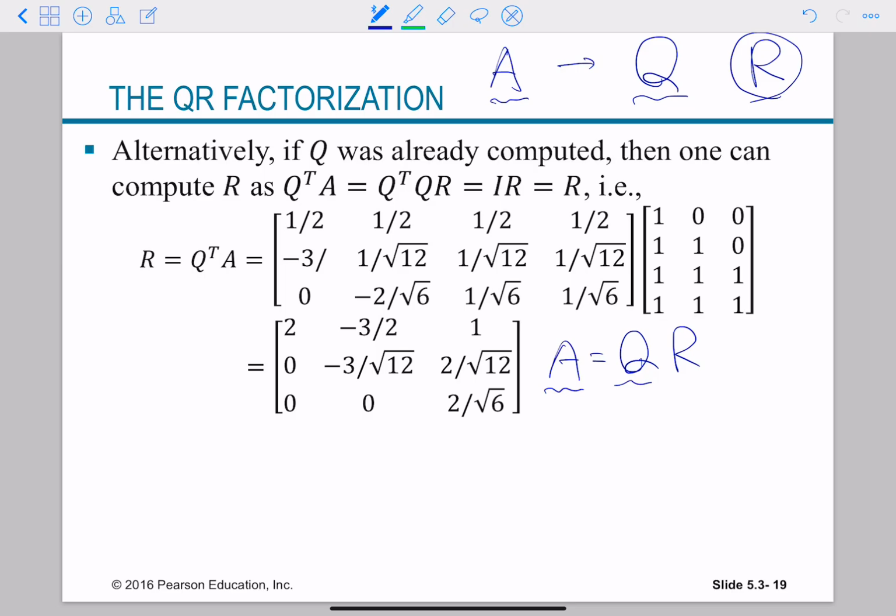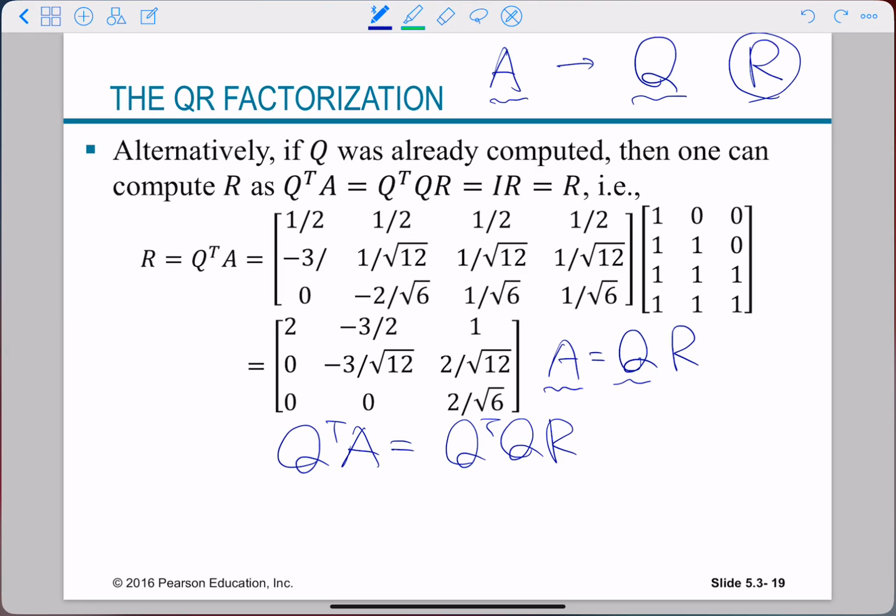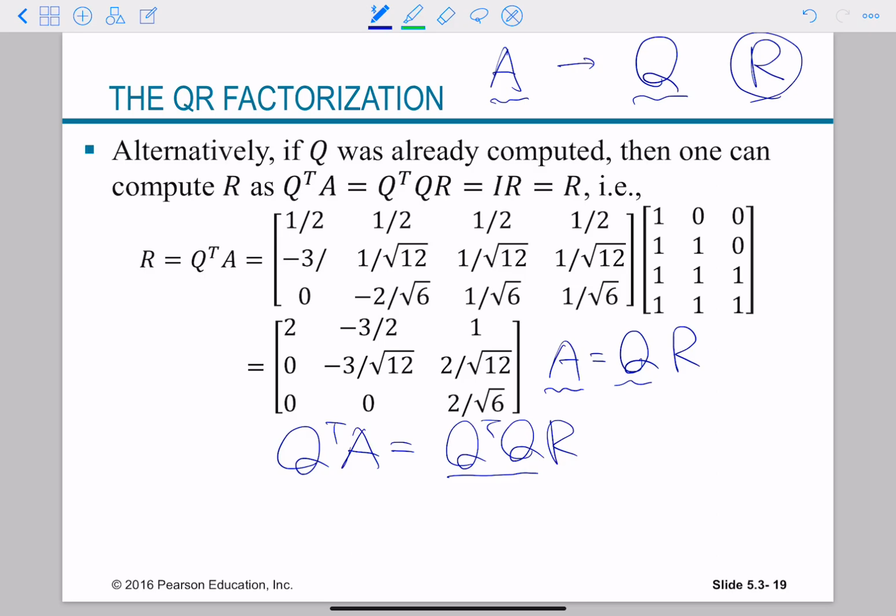So in this case, let's just consider Q transpose A and Q transpose QR. Okay, so in this case, I just simply multiplied Q transpose on the left. What about this part? Q transpose Q will become the identity matrix, and R is Q transpose A. So in this manner, we can conveniently obtain this matrix R.